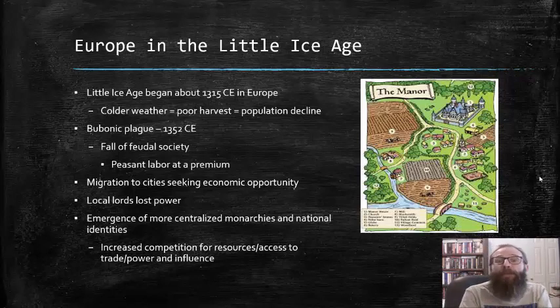During this time, people began to identify more and more with their nation that was represented by these more centralized monarchies. So people began to identify more as French or English or Spanish or things of that nature. And this led to an increased competition for resources, access to trade, and power and influence among these new, more powerful monarchies in Europe.